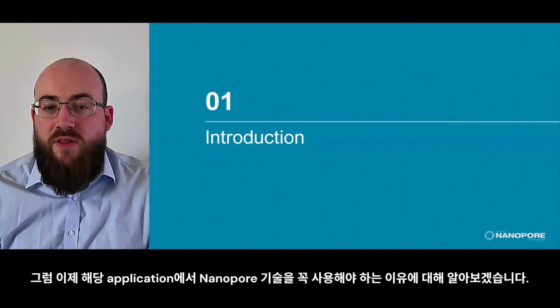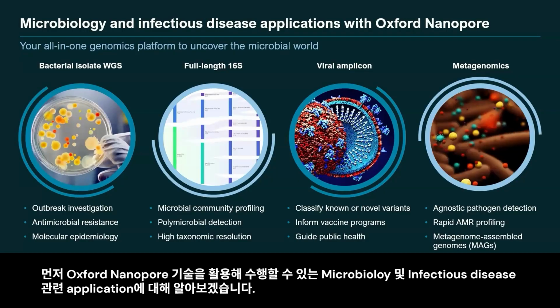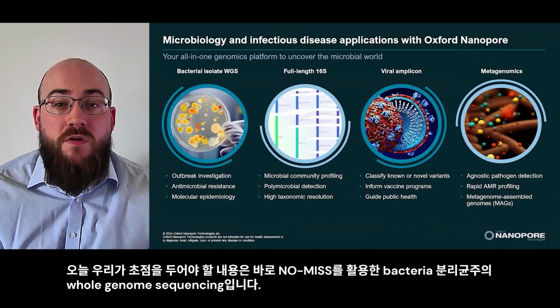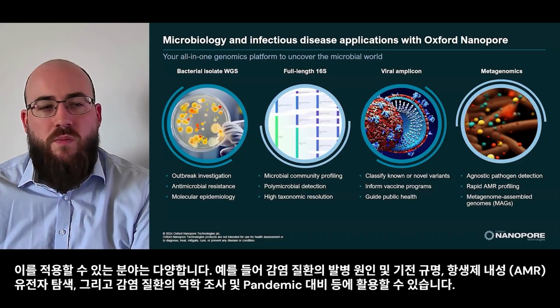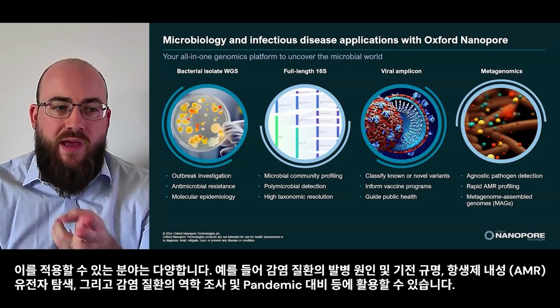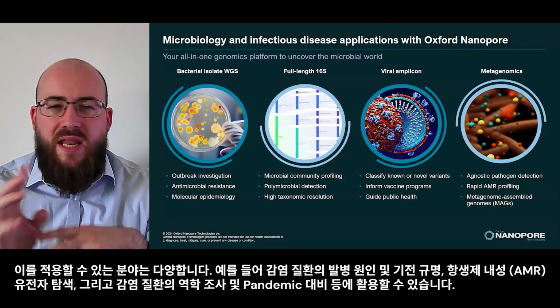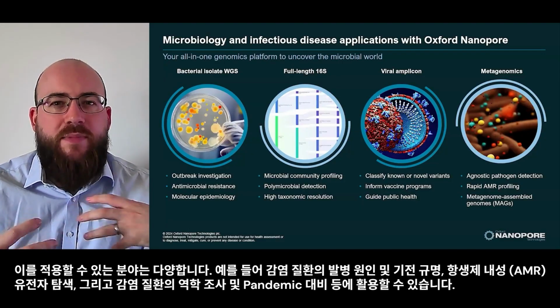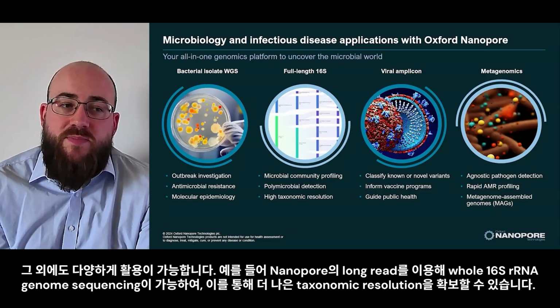So let's get started with why we would want to use nanopore technology for this. Okay, so let's talk about the microbiology and infectious disease applications we can do with Oxford Nanopore technology. Now, the one we're going to focus on here, obviously, is bacterial isolate whole genome sequencing for no-miss. What we can do with this, we can be doing outbreak investigations. We can be looking for antimicrobial resistance, find those AMR genes. And we can also be doing molecular epidemiology. We could be doing pandemic preparedness with this. But there are other applications we could be doing within this space too.